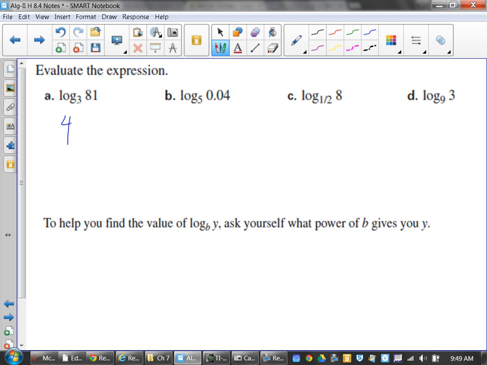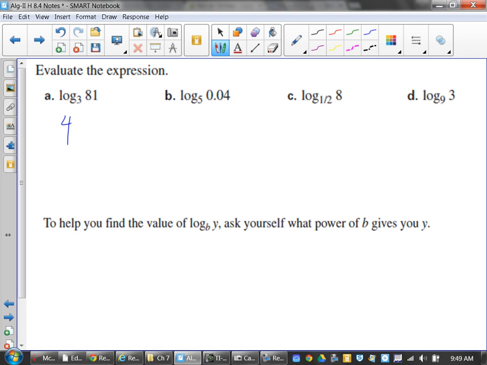What you're trying to figure out here is what's the exponent? What's going to be the exponent? Notice these aren't going to be problems where you have to use a real crazy decimal. These are going to be problems that you should be able to do off the top of your head.